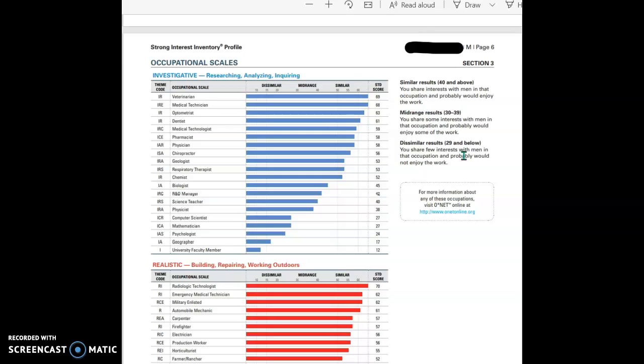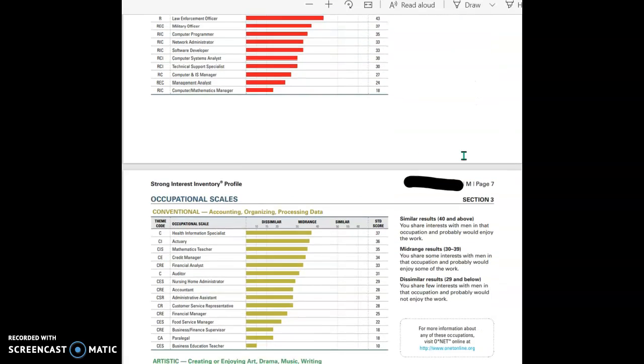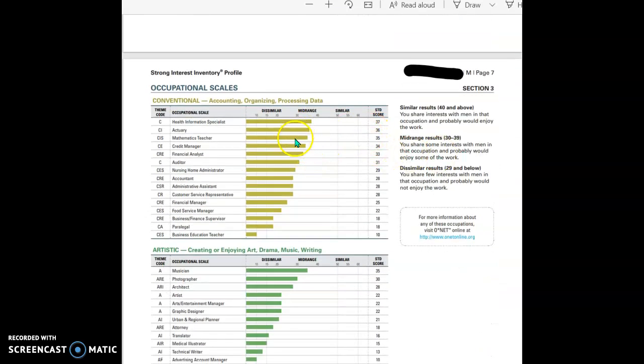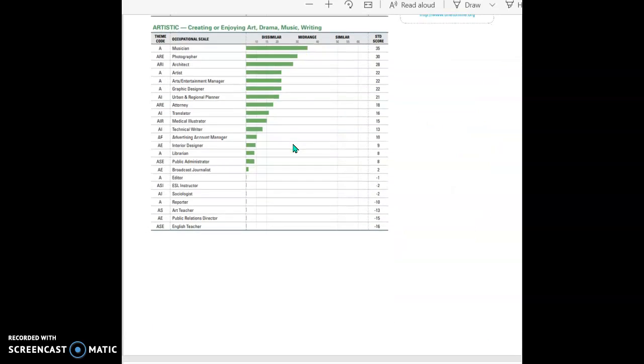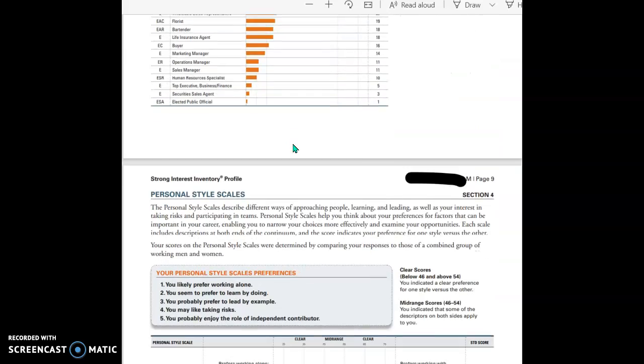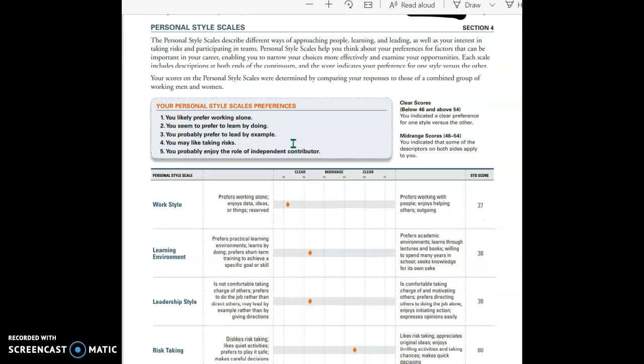So moving on, and it happens for each of the themes. Moving to page 9, which will go over your personal style scales, and describe different ways in which you prefer to approach people, learning, leading, and even risk taking.